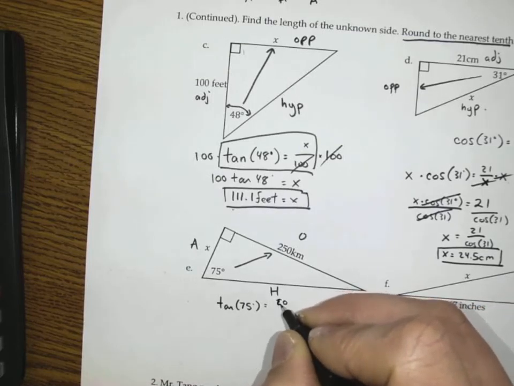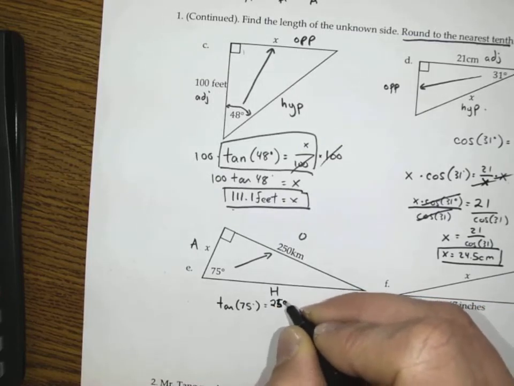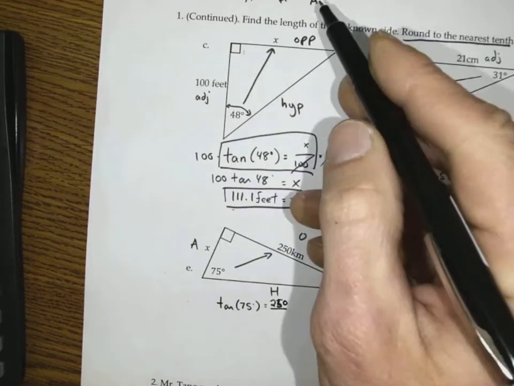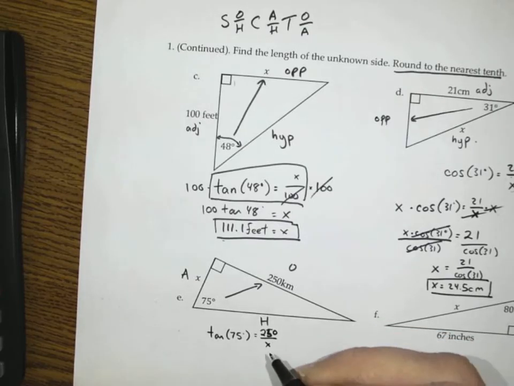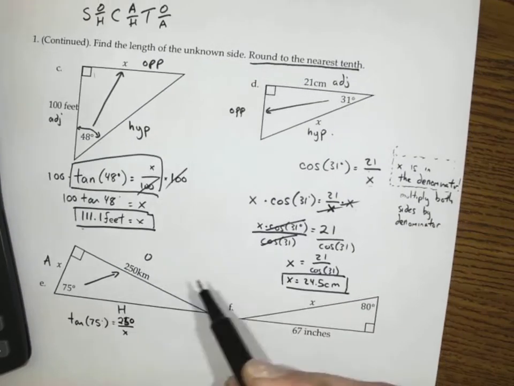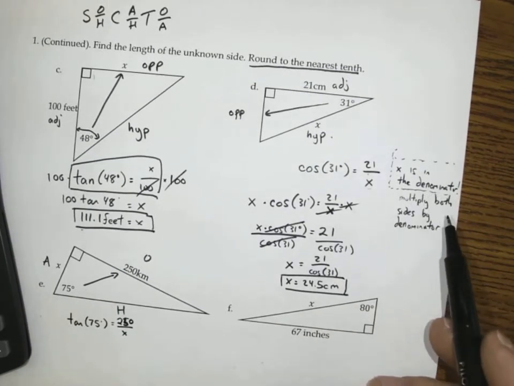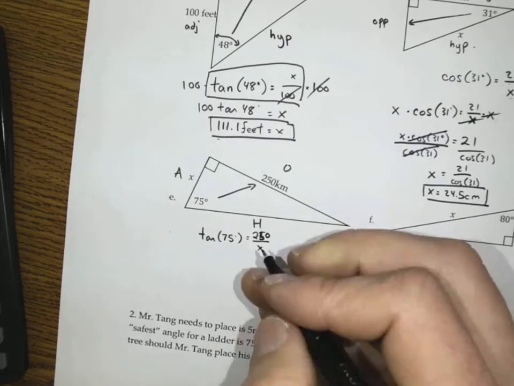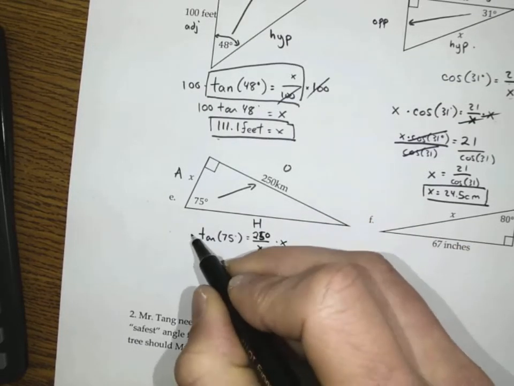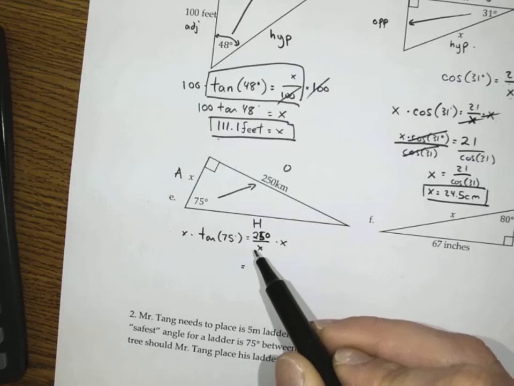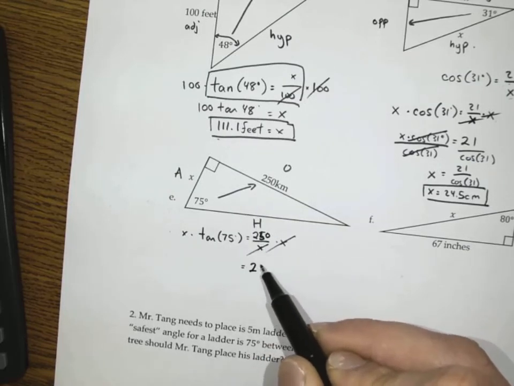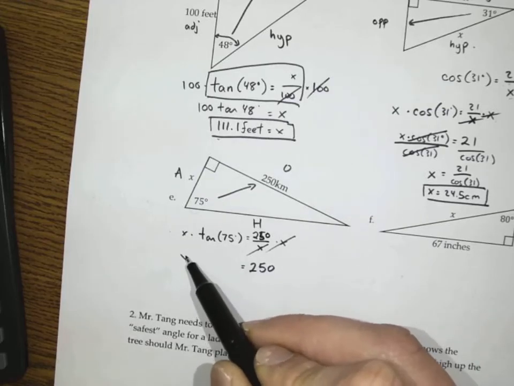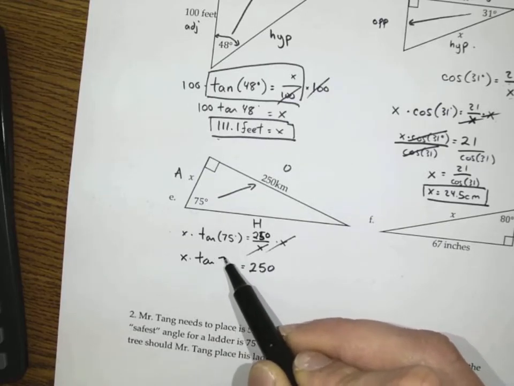I'm going to try to fudge that a little bit. There we go. 250, nobody noticed. Over my adjacent, which is x, my unknown. And you may notice that we are in the same situation we were in before. X is in the denominator again. So we've got to multiply both sides by that denominator to get started. So the first thing I'm going to do is multiply by x on both sides of the equation. Now these x's cancel out, just like they did before, and we end up with 250 equal to x times tan 75.